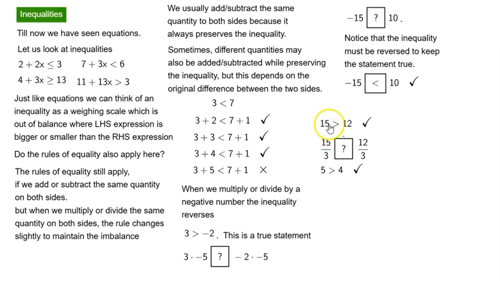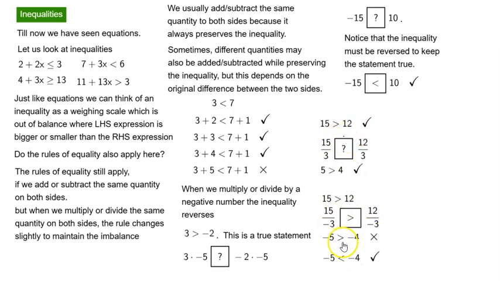Now let's take the same statement, 15 is greater than 12. And this time let's divide it by minus 3. We get 15 divided by minus 3 is greater than 12 divided by minus 3. Simplifying it, it becomes minus 5 is greater than minus 4, which is not correct. So we have to reverse the inequality. So, minus 5 is less than minus 4.